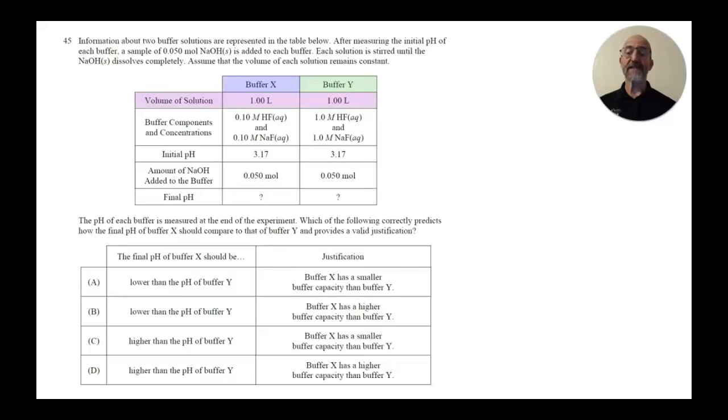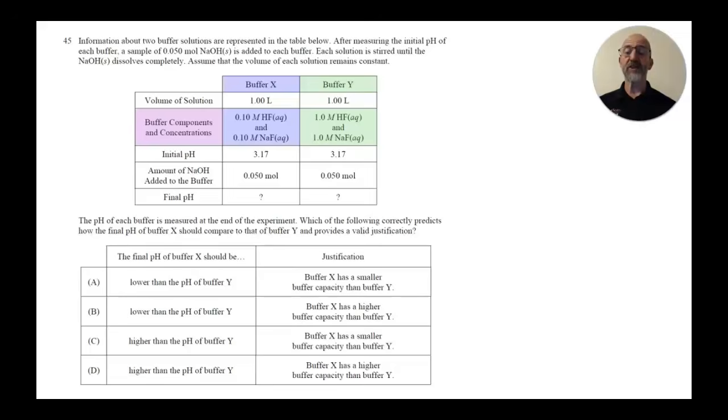Each buffer has the same volume, which is 1 liter. Each buffer contains the same components. We have HF, which is hydrofluoric acid, and we have NaF, which is sodium fluoride. But the difference between buffer X and buffer Y is in the concentration of the buffer components. So in buffer X, the concentration is 0.10 molar for each buffer component, whereas in buffer Y, it's actually 1 molar for each buffer component.